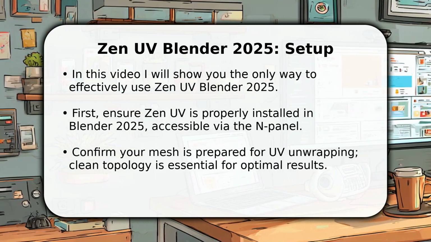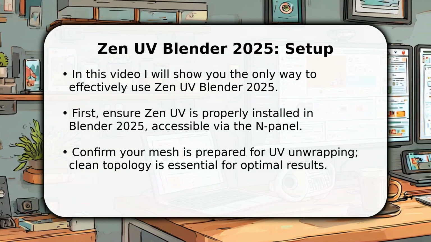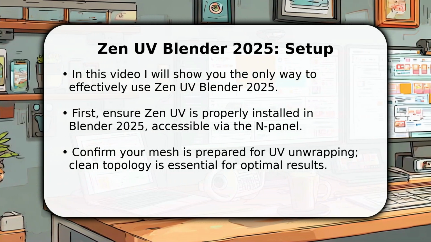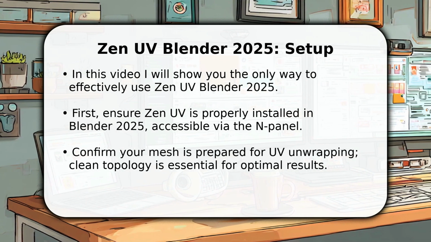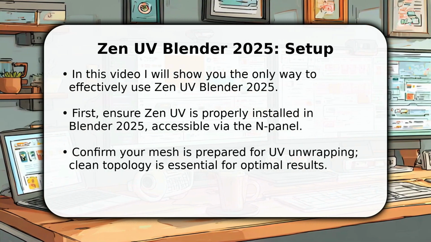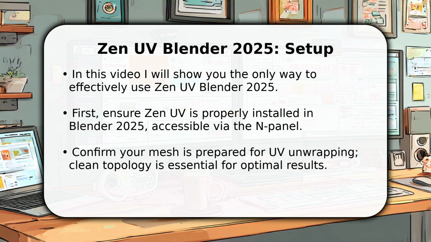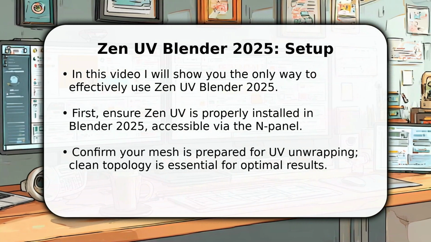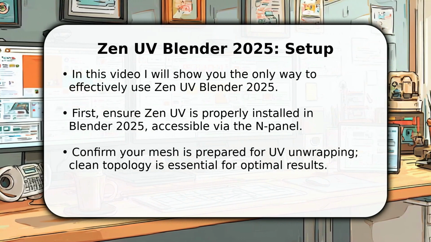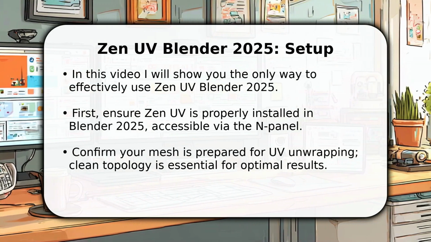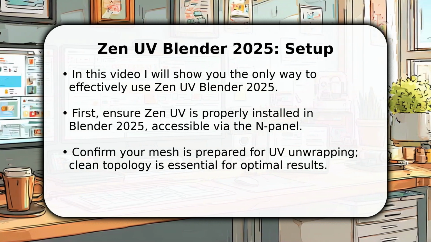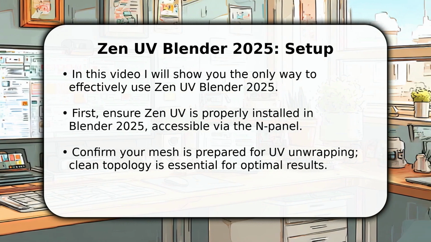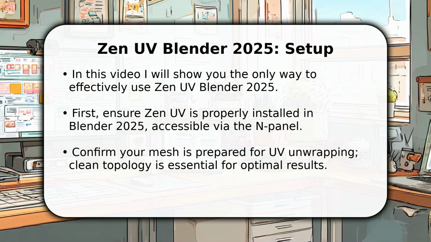In this video, I will show you the only way to effectively use Zen UV Blender 2025. First, ensure Zen UV is correctly installed within your Blender 2025 add-ons, easily accessible from the end panel. Before beginning, always confirm your 3D mesh is properly prepared for unwrapping. Clean, well-optimized topology is absolutely essential for achieving the best possible UV results. This initial setup lays a solid foundation for a smooth workflow and prevents common issues later on.